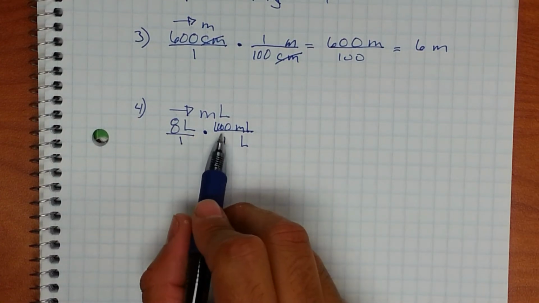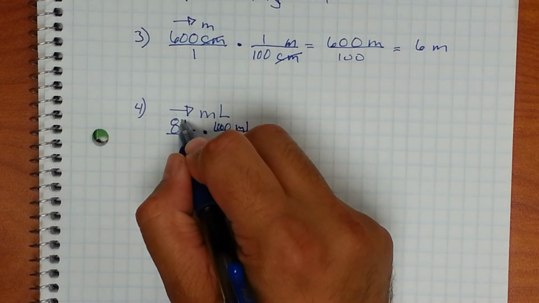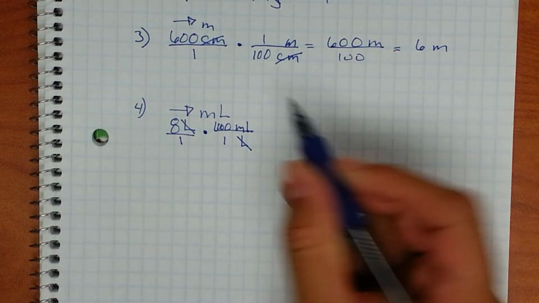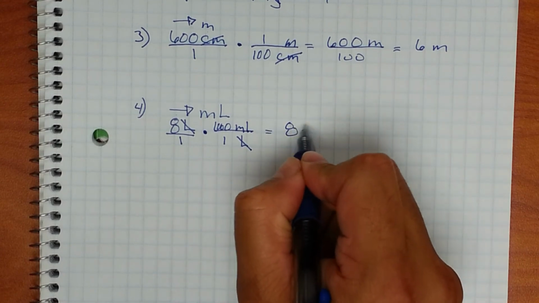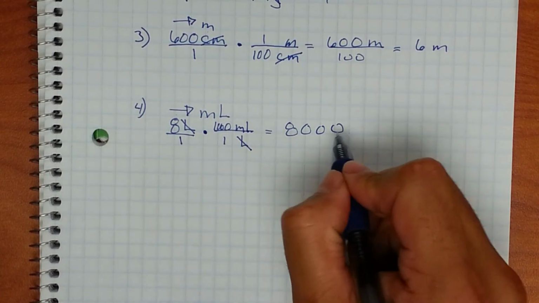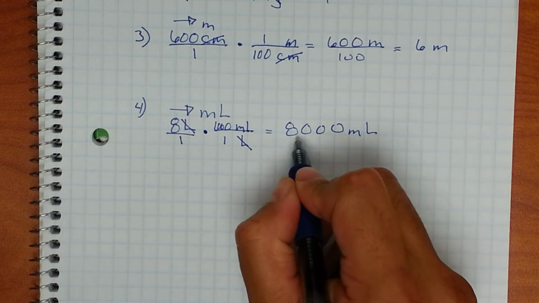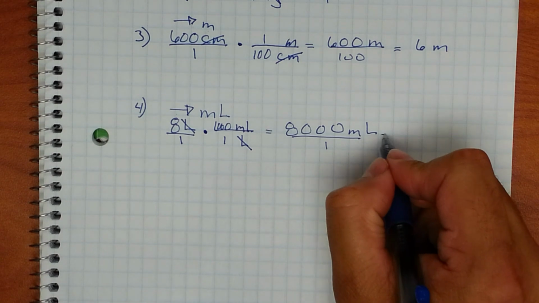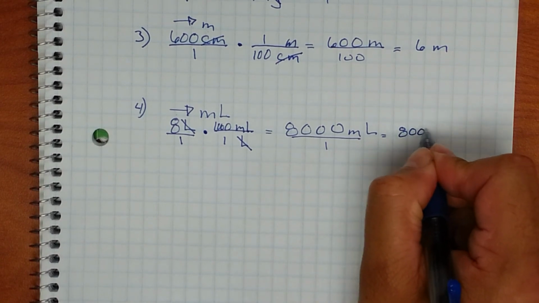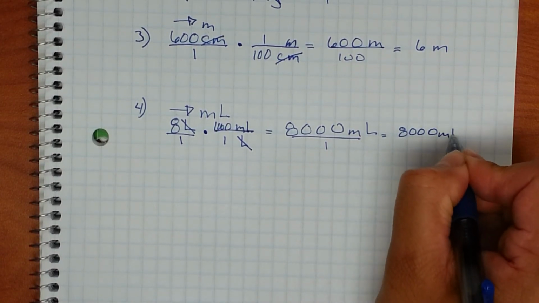So now from here I need to do my cancellation. So I'm going to cancel liters, liters cancel. 8 times 1,000, 8,000 milliliters over 1. So right here my answer comes out to be 8,000 milliliters.